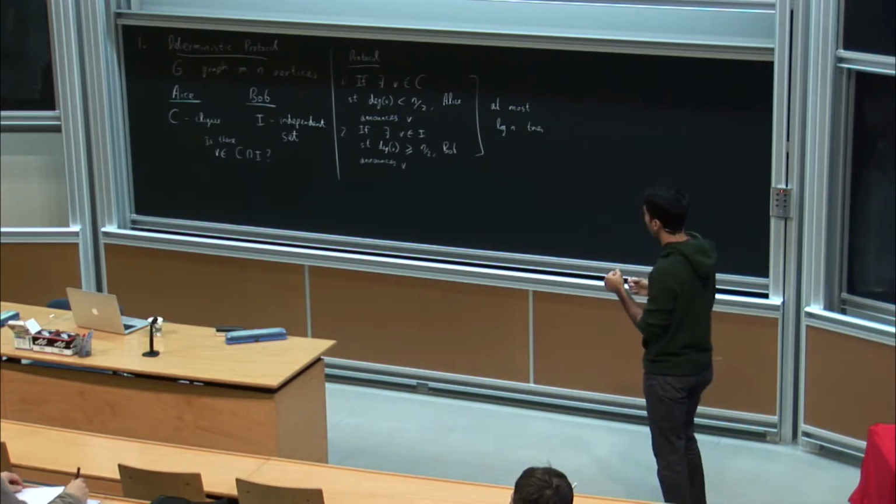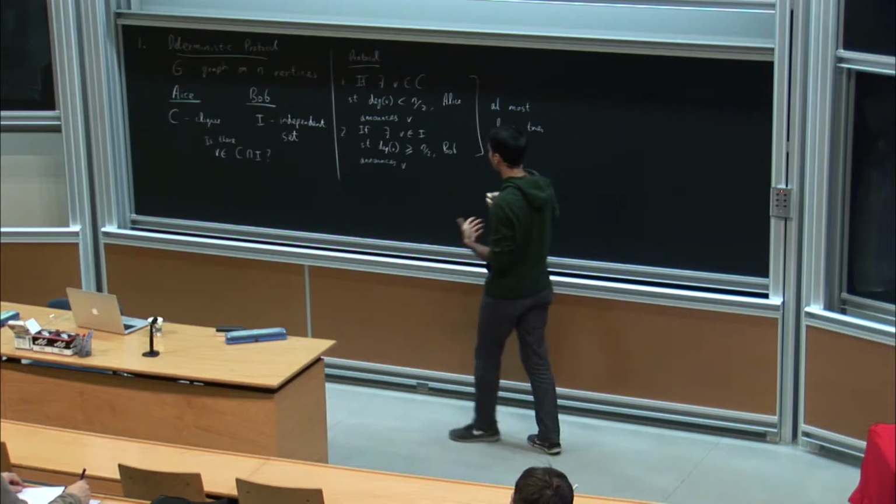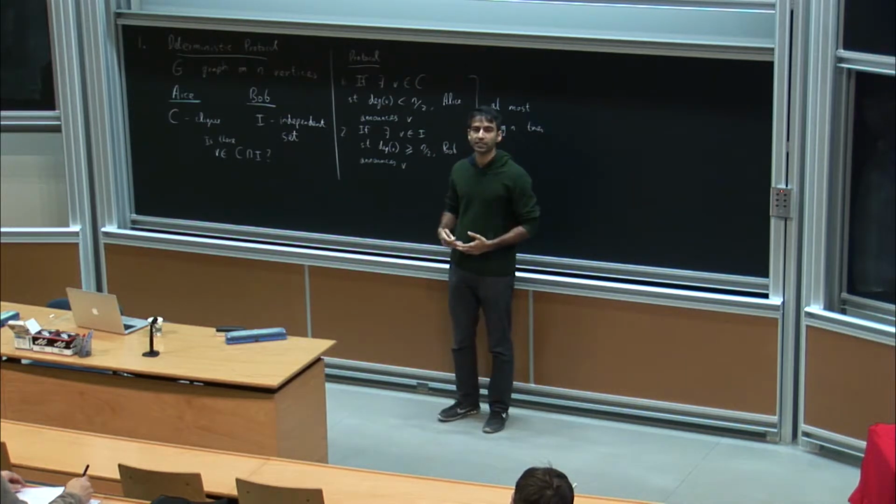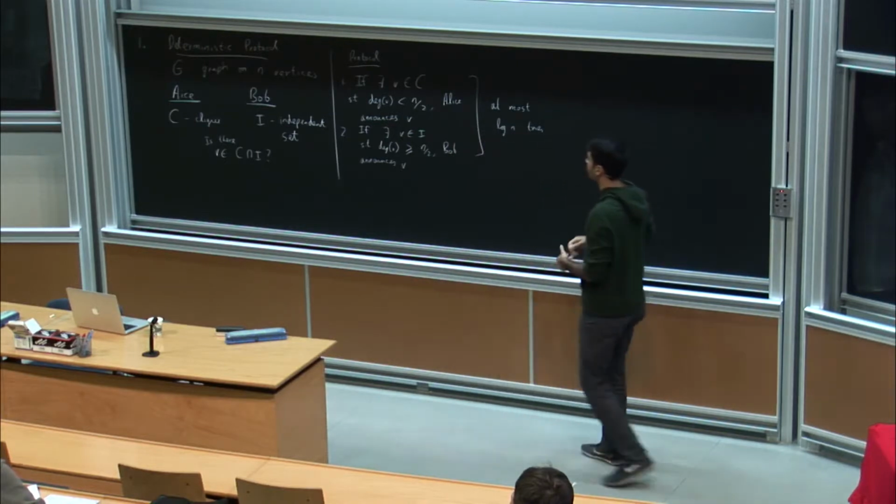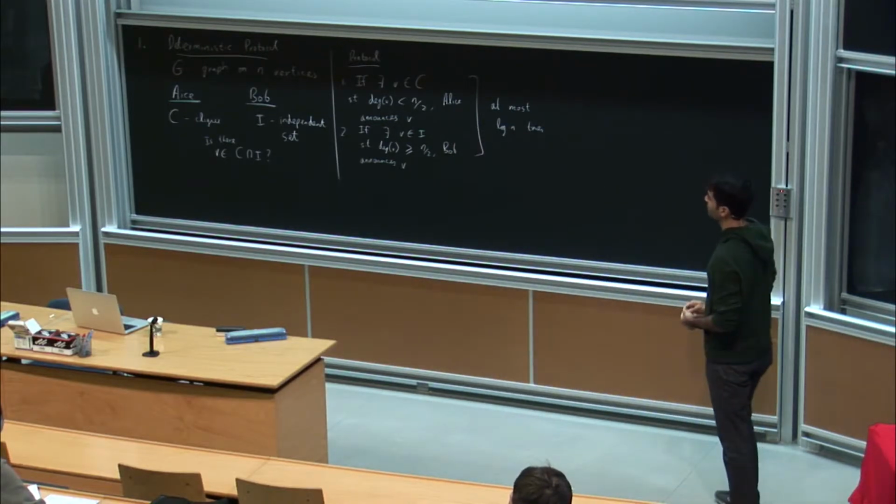And in fact, you can show that if you tried to solve this without interaction, you would need a lot more communication. So the interaction is crucial here. That's one of the things that we want our model to capture. We wanted to capture interaction.